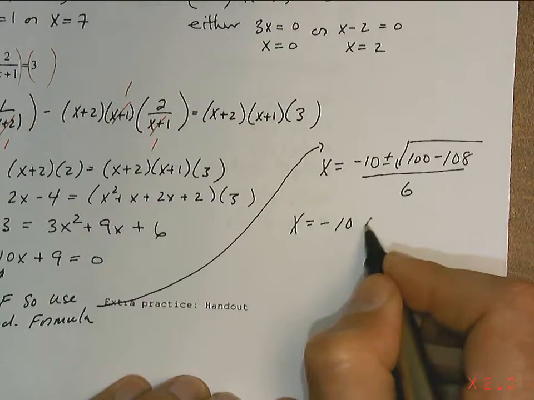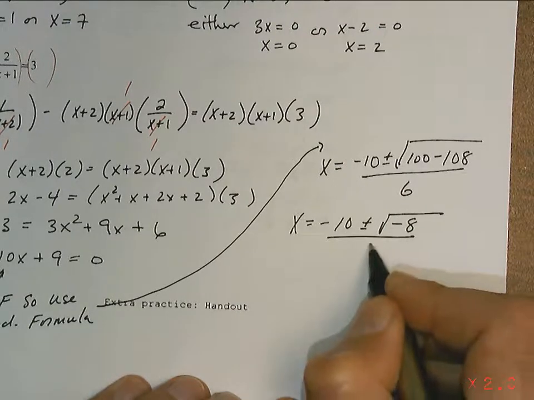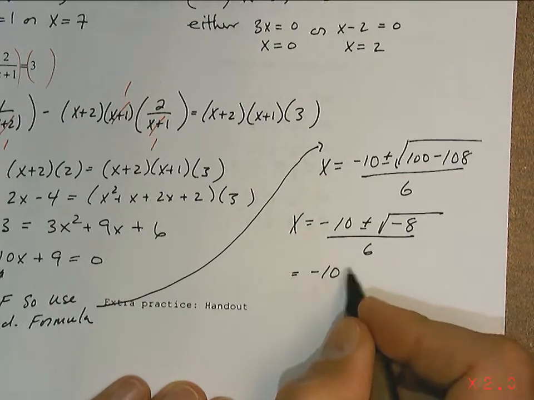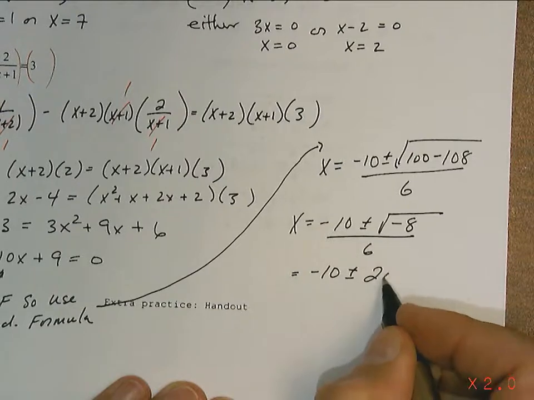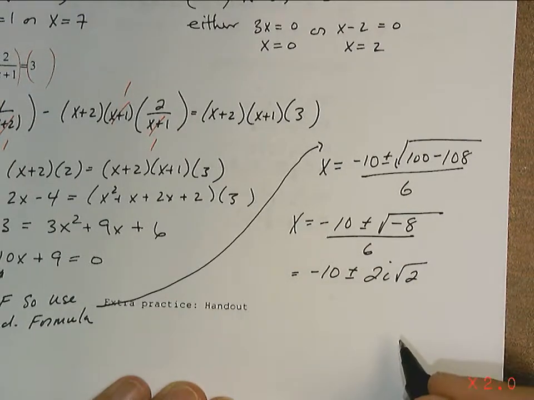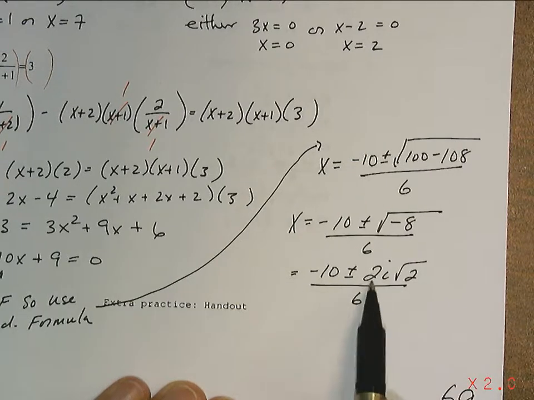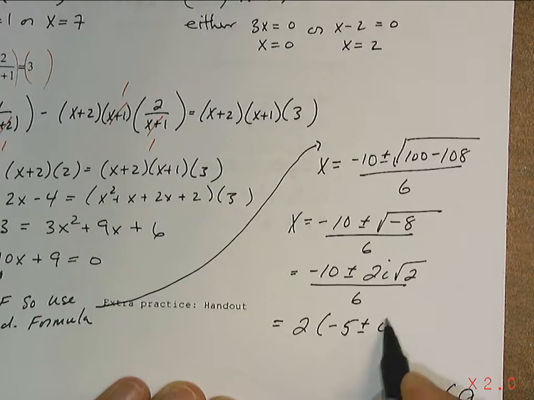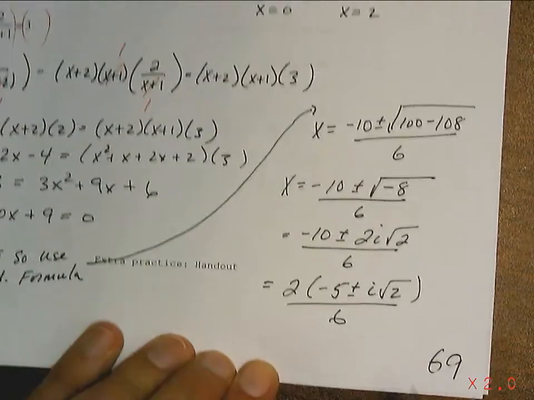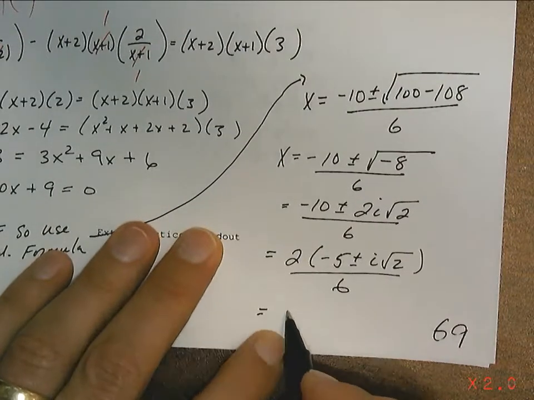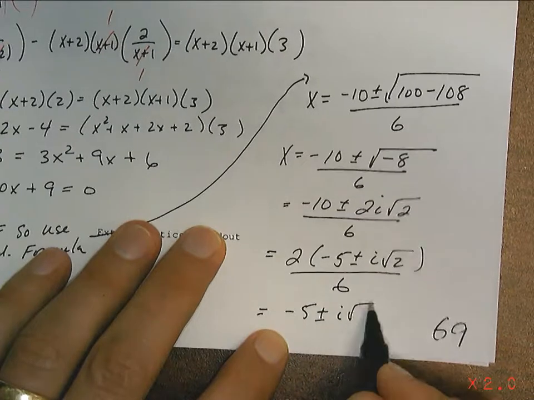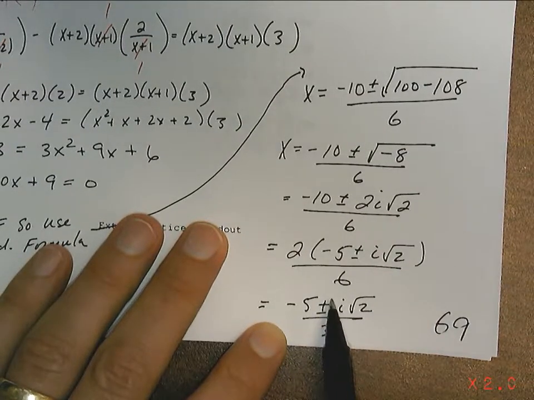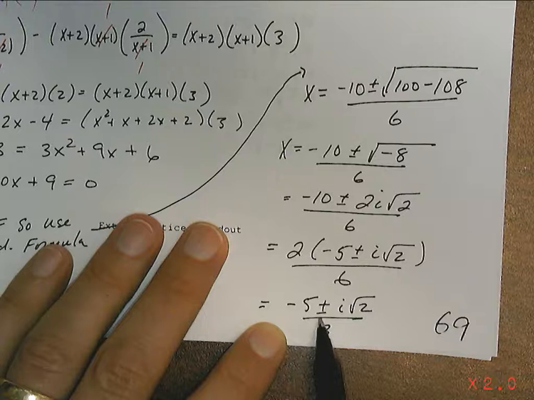X equals minus 10 plus or minus square root negative 8 over 6. Now that is 4 times 2 times negative 1. So it's negative 10 plus or minus, the 4 comes out as a 2, the negative 1 comes out as an i, and you're left with a 2 over top of 6. Now that's 6, see this 2 and that 10? We can common factor out a 2. So it's negative 5 plus or minus i root 2 over 6. And finally this 2 and that 6 will reduce, giving me minus 5 plus or minus i root 2 over 3. And that is your final answer. And there's two answers there. There's negative 5 plus i root 2 over 3, and there's negative 5 minus i root 2 over 3.